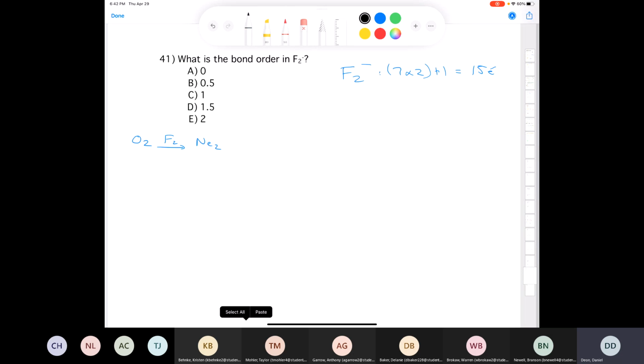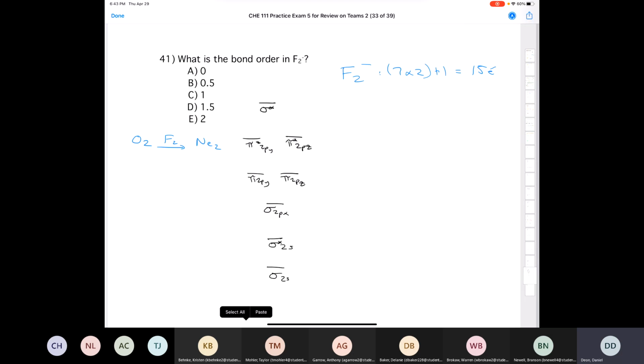So let's write it down, and this time I'll try not to skip any orbitals. We get our sigma 2s, followed by our sigma star 2s. Then we have our sigma 2px. We've got our pi 2py, our pi 2pz. We've got our pi star 2py. We've got our pi star 2pz. Then we've got our sigma star 2px, like that. And again, I just copied that straight off of the sheet, okay?